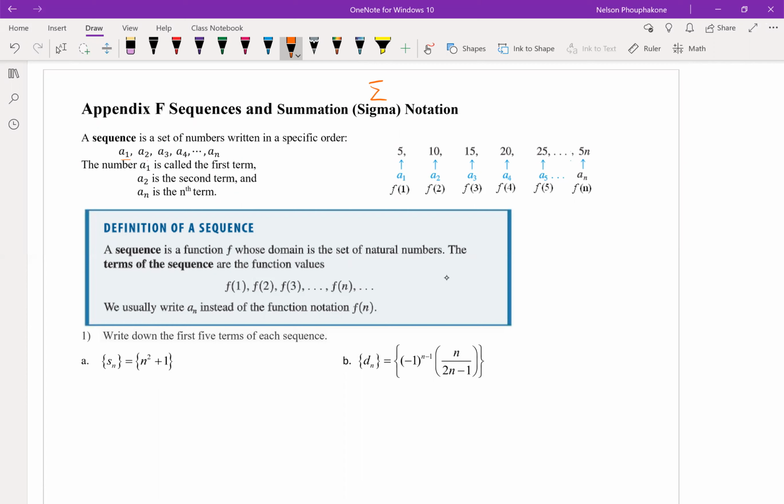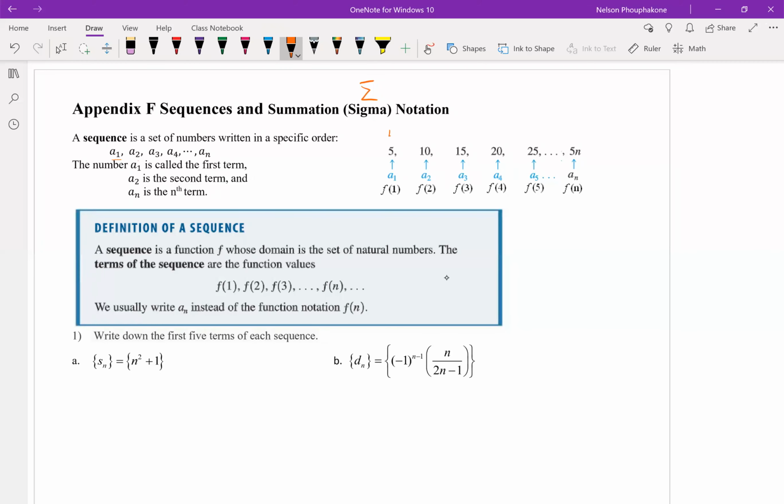For example, 5, 10, 15, 20, 25, right? Now you will see that here I have a list of numbers, and it seems that we have some pattern, okay? This one is 5 times 1 for the first term, and we're using a sub 1. And then the second one is 5 times 2, and the third term is 5 times 3, and then 5 times 4, right? And then 5 times 5.